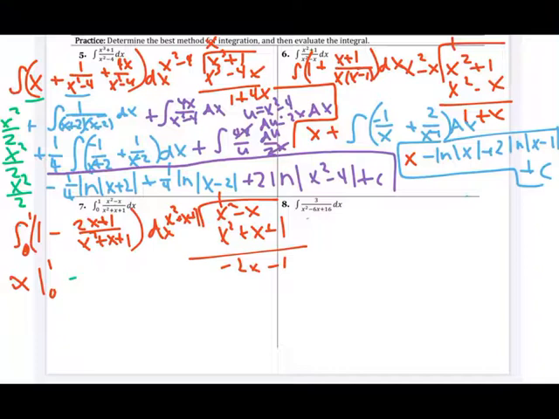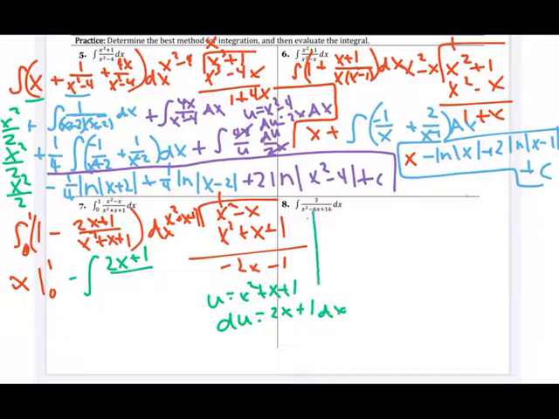Minus the integral of 2x plus 1 over, and actually, looking at this, if I let u equal x squared plus x plus 1, du would be 2x plus 1 dx, and that's exactly what I need it to be. So over u times du over 2x plus 1. So those 2x plus 1s are going to divide out. Don't forget about u-substitution. It is your friend.